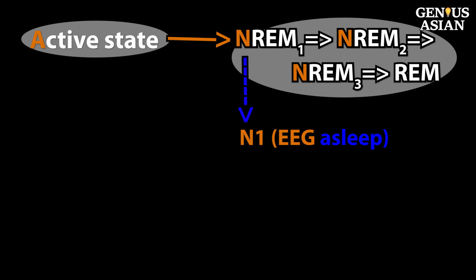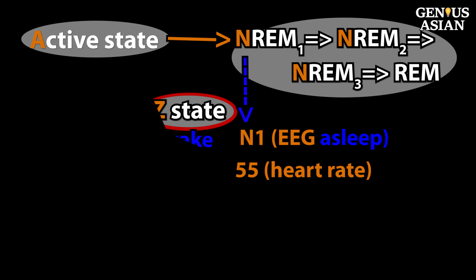Once you achieve the NREM1 state, let's call it N1 for short, you may have a heart rate of about 55 beats per minute. However, just before N1, there exists a state that is the awake state. Let's call it Z state. Since Z state is the state closest to N1, the heart rate at Z state is also about 55. The difference between Z and N1 is you are still awake at Z and can execute your sleep routine.